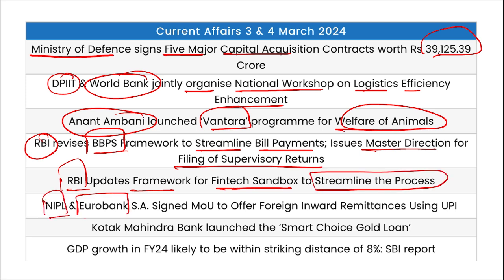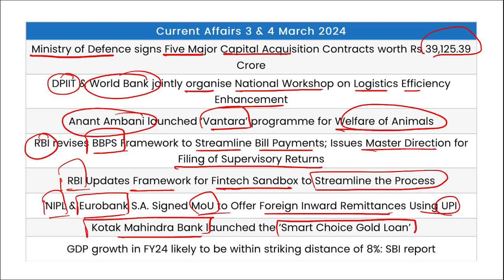NIPL and Eurobank have signed an MOU to offer inward remittance using UPI. Kotak Mahindra Bank has launched Smart Choice Gold Loan. GDP growth in the fiscal year is expected at 8% as per the SBI report, that is EcoRap.